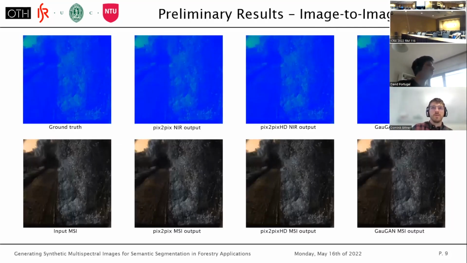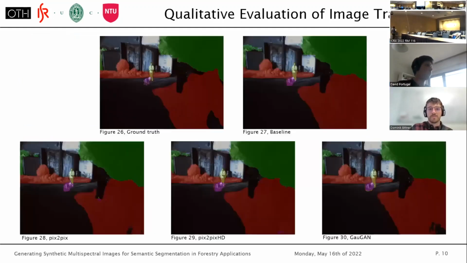As you can see in the preliminary results, the image translation done by Pix2Pix, Pix2PixHD, and the third GAN is not distinguishable to the ground truth and the input multispectral image. Further, the semantic segmentation using translated images from Pix2Pix, Pix2PixHD, and the third GAN achieved the same result based on visual inspection as in the baseline training, compared to the ground truth annotated by human experts.